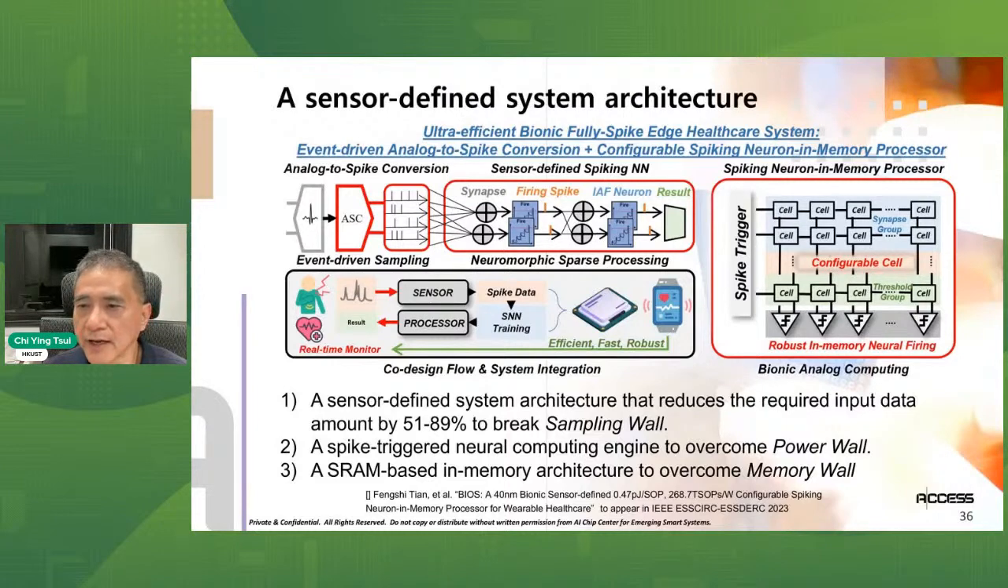We use SRAM-based computation engines to implement a neuron in-memory processor. With that, we can reduce the amount of data that we need to send, and we also do the SNN computation in the analog domain. With that, we can save the amount of data by about 50% to 90%. And using the SRAM-based in-memory architecture, we can overcome the memory wall.